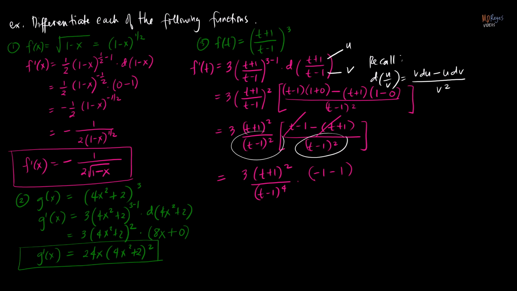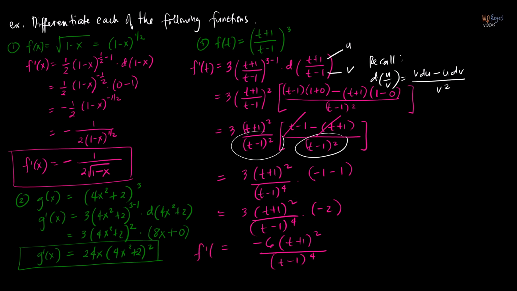Now simplifying further, that's 3 times t plus 1 squared over t minus 1 to the 4th times negative 2. And multiplying the constants, we'll get negative 6 times t plus 1 squared over t minus 1 to the 4th. This is the derivative of f of t.